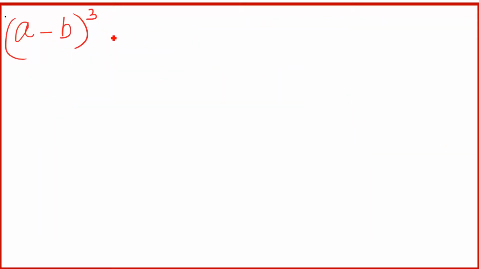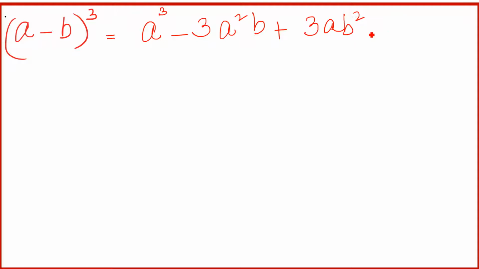Now (a minus b) whole cube, same thing, but the difference is that here it is negative. So how will you expand it? Make the cube of the first term, everything the same, but here it is negative. That is why the negative sign will come in alternate positions. Negative 3a square b, positive 3ab square, and then negative b cube. First is positive, negative, positive, negative.